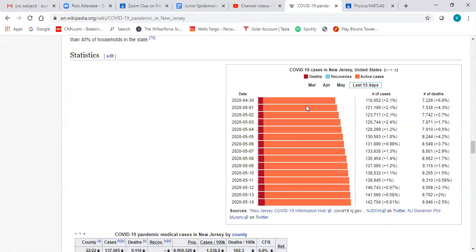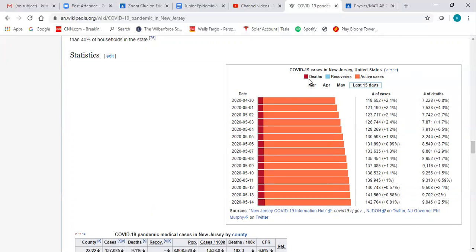What this data shows is the number of cases. I believe these are cumulative cases, so no one is ever off of this list. You can see this ended on May 14th. By May 14th, there were roughly 142,000 cases of COVID-19 that had been confirmed. They can only look at confirmed cases. They also have, by the end of this, 9,946 deaths.